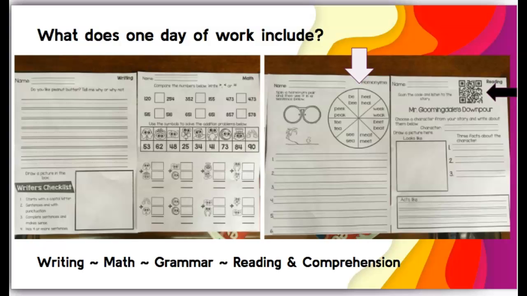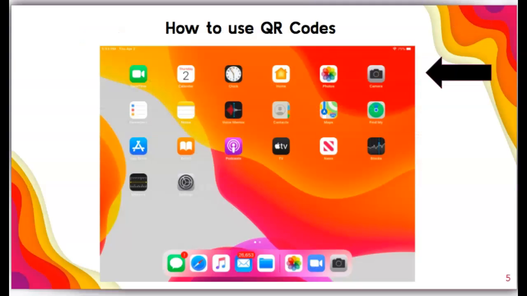And I'm going to start by explaining the reading activity, because as you'll notice with the black arrow, there is a QR code in the reading activity. I'm going to show you how that works with your child's iPad. So your child's iPad screen looks similar to this, and you'll notice this black arrow is pointing at the camera. All you need to do is click on the camera. You don't take a picture, you just click on the camera and you point it at the QR code.